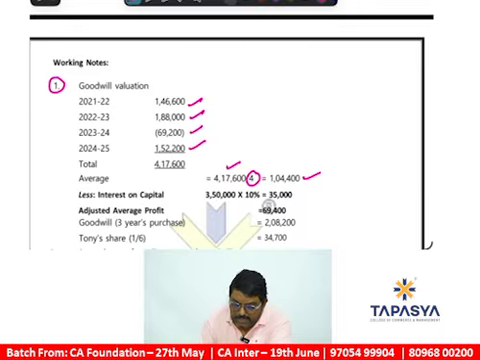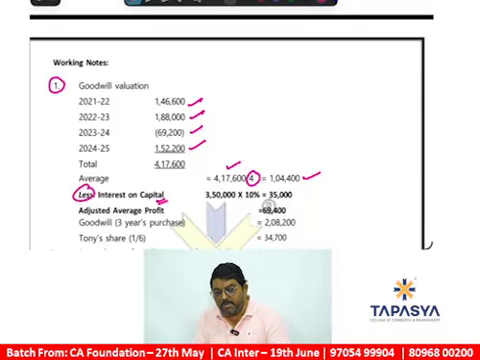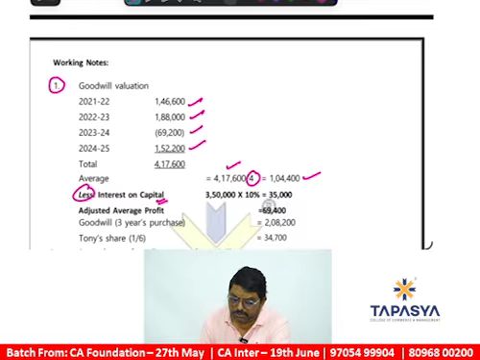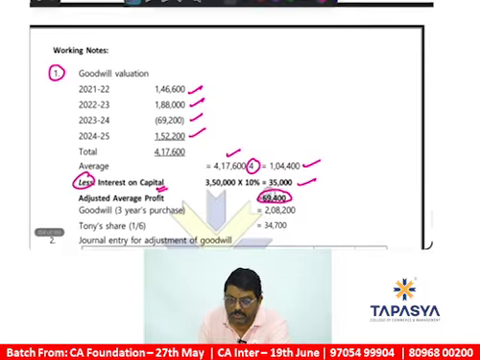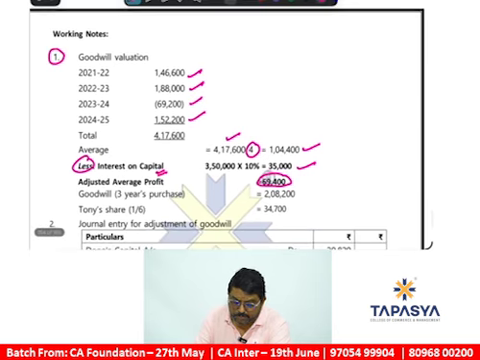So therefore, let us calculate the interest on capital. It will reduce your profit. It is an appropriation. It is clearly mentioned that the last 4 years' average capital employed is 3,50,000. On that, 10% means 35,000. Therefore, 1,04,400 minus 35,000 gives an adjusted average profit of 69,400. This is the average profit after charging interest on capital.